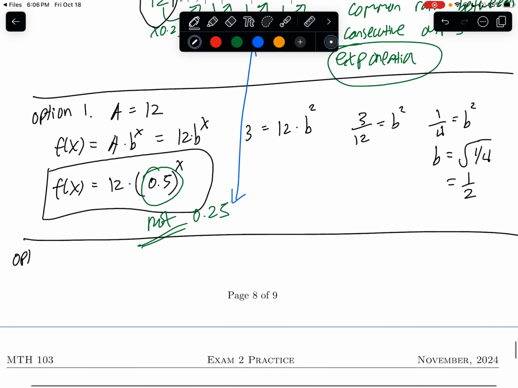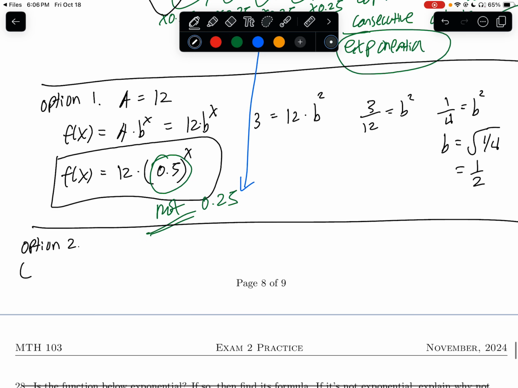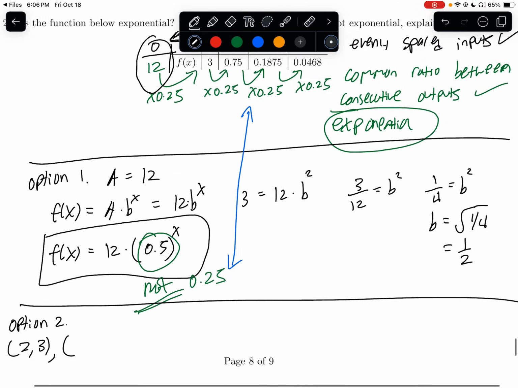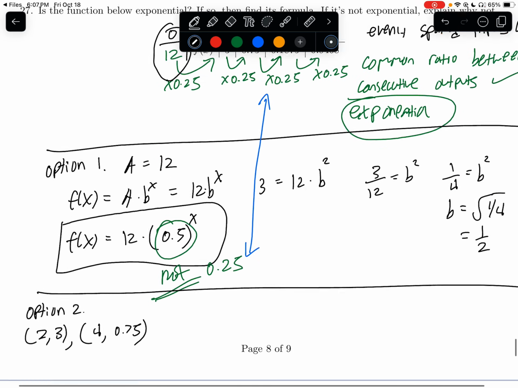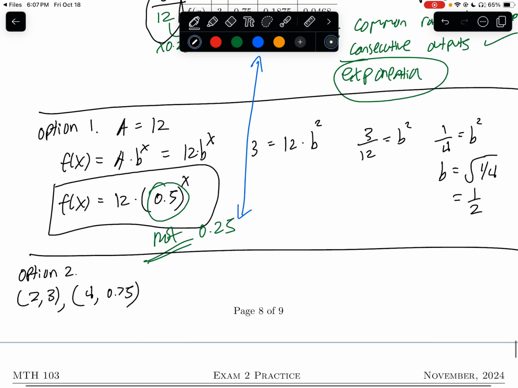And so I'll show you that. So the second option is to just consider 2 points. So (2, 3) and (4, 0.75), it doesn't matter, they just have to be 2 distinct points. And then I can plug them into the formula, and I would have 3 equals a times b squared, and I would have 0.75, the y value, equals a times b to the x value, which is 4.